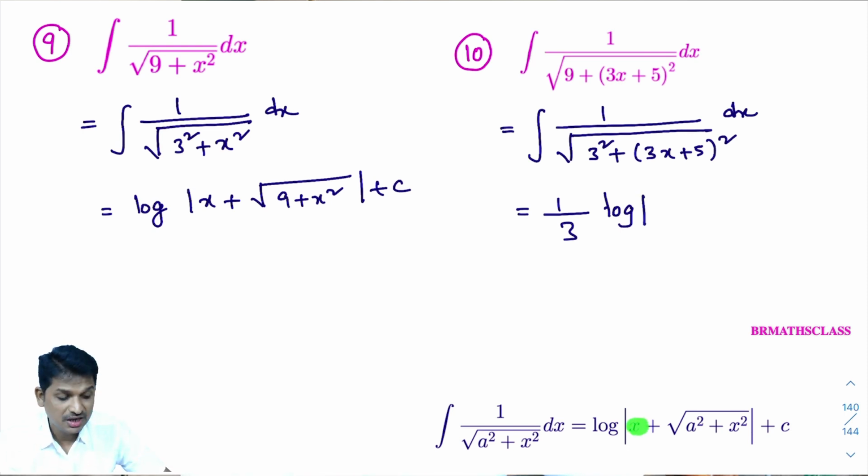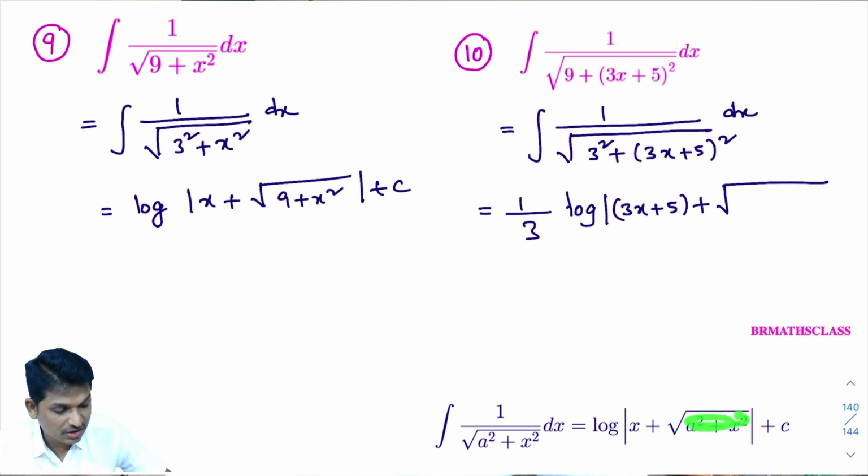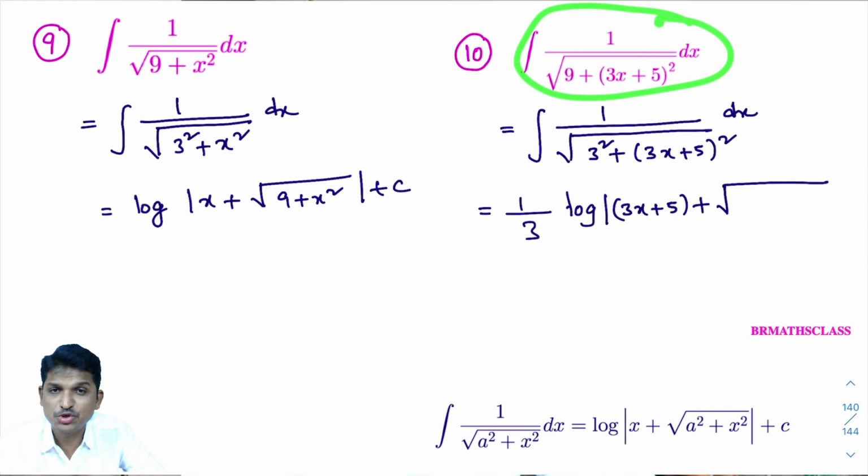What is x? You observe the question. In the question, in place of x, ax plus b is there, right? So in this formula, wherever x is there, there you write ax plus b. That means 3x plus 5. Start writing. So it equals 1 by 3 log mod x, x means 3x plus 5, plus root over. Look here, a square plus x square. This a square plus x square, here what is there? Same thing you write, right? Actually, you need to do this problem by substitution method.